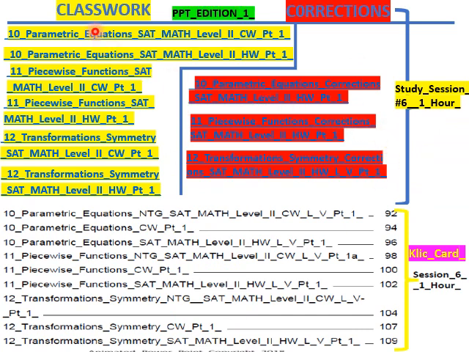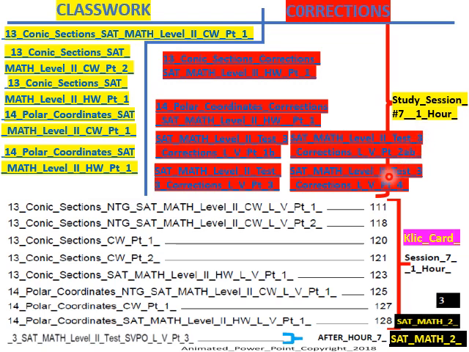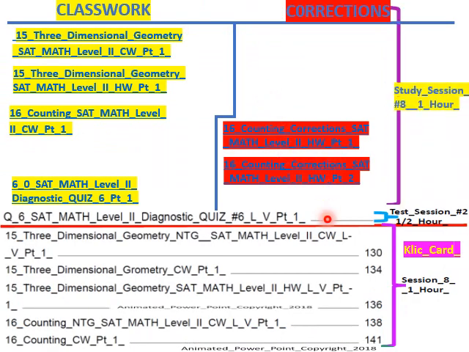And then session 6, your classwork, homework, then your corrections are over here using click card technology here. And then we go into session 7 and you get your URLs for each of these classwork, homeworks, and then your corrections for session 7, 1 hour here, conic sections through polar coordinates. And then you have a math level 2 test here as well, math level homework part 1 and tests as well.